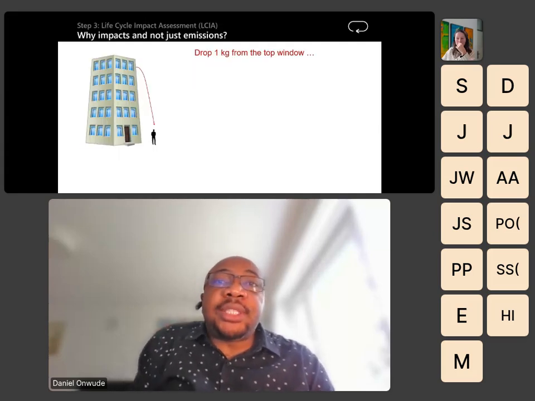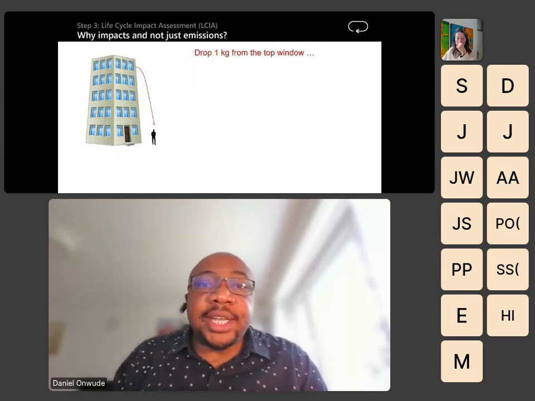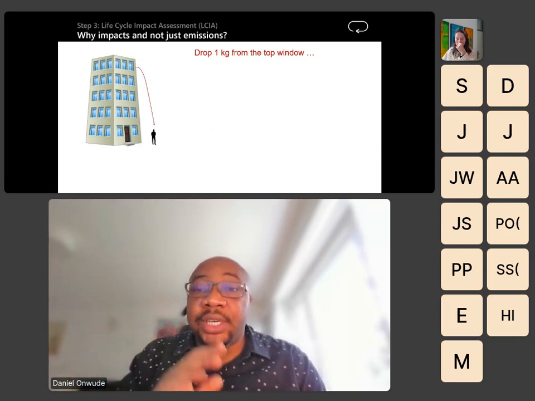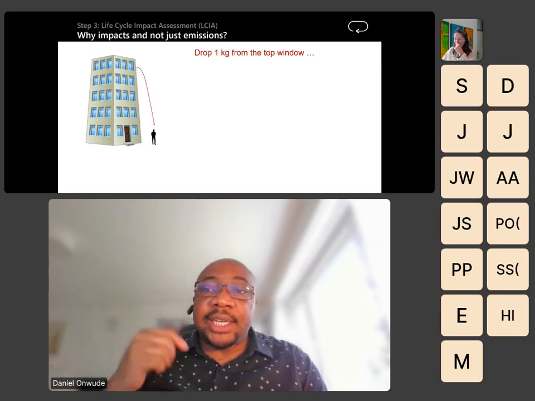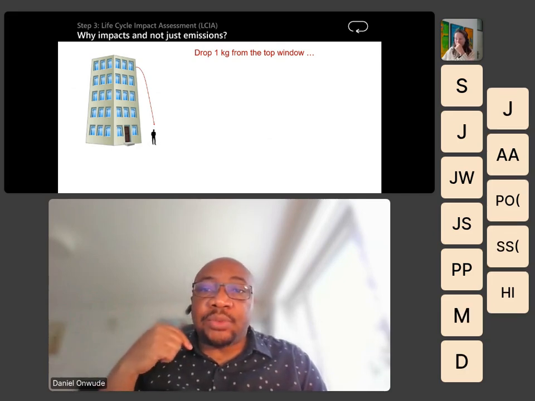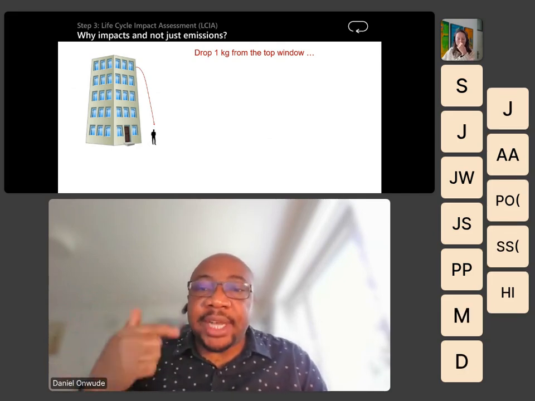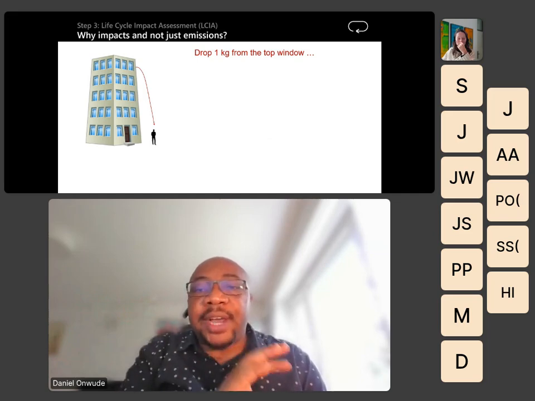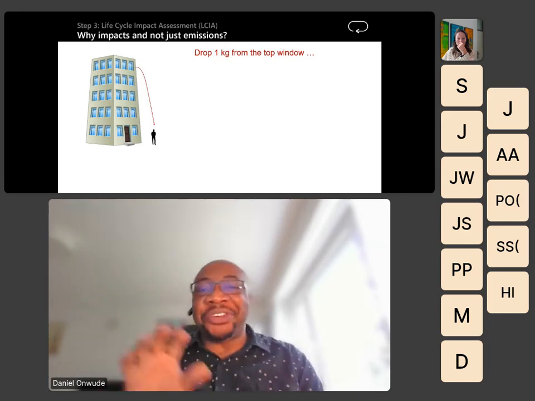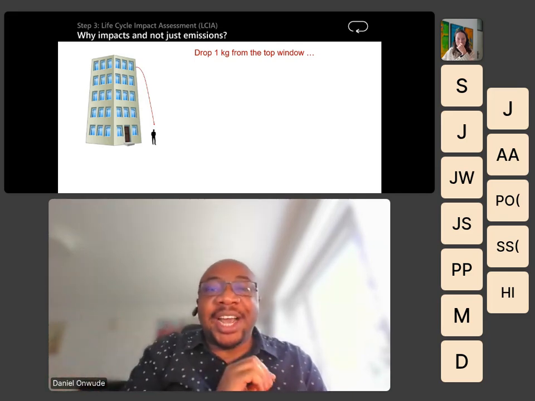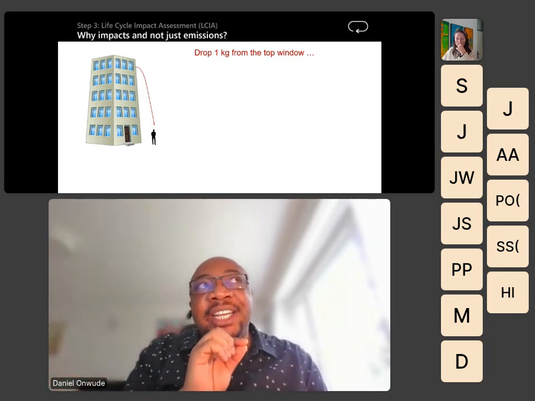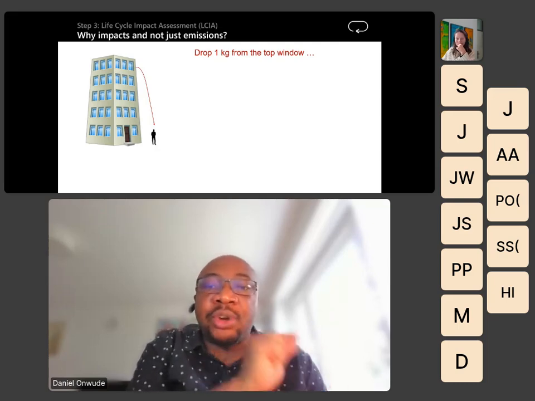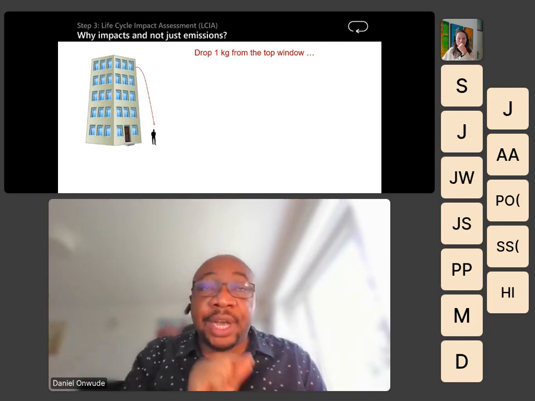And then we go to step 3, which is, once you've gathered all the inventory data, the next step is to translate them into environmental impact, right? But I just wanted to clarify something which some people in the field often make mistakes about. It's important that you don't just quantify the emission, but rather the impact. And I will explain why.